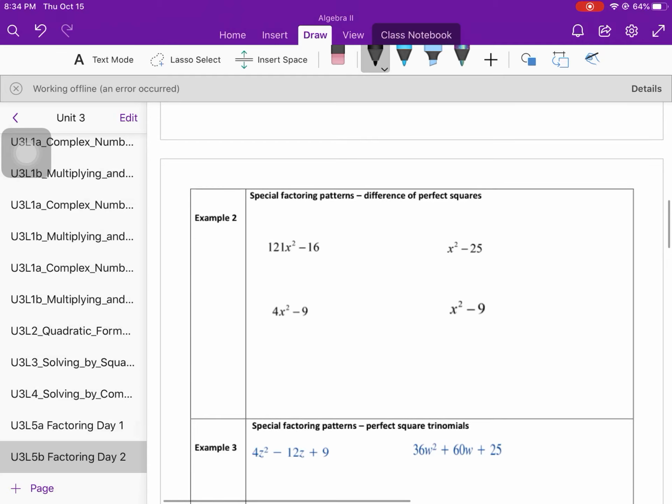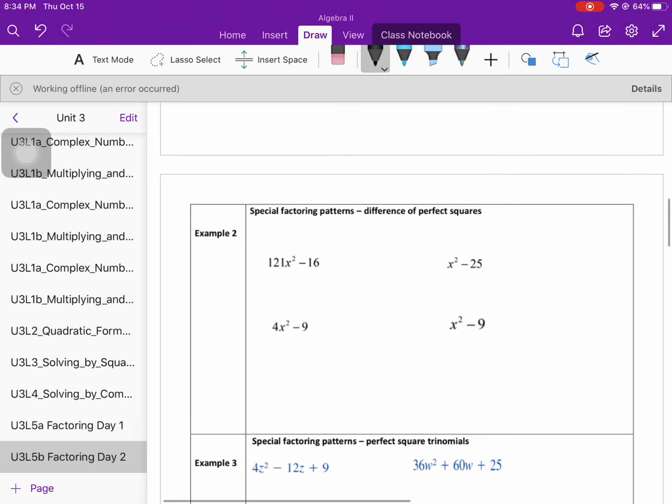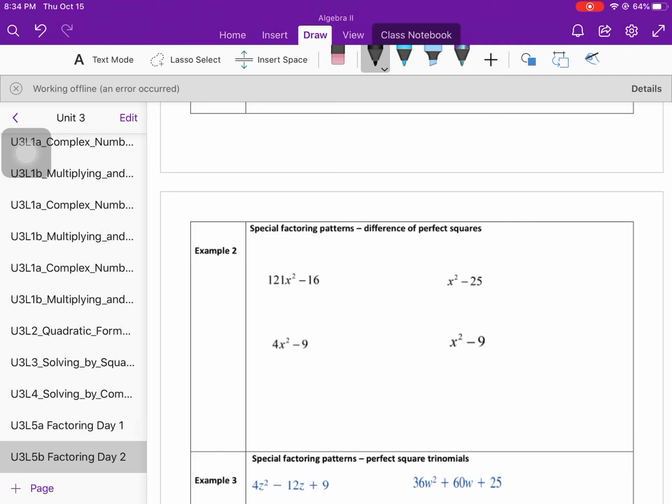Okay. So then we have some special factoring patterns, and these are called difference of perfect squares. We've seen these before. Whenever you have two squares subtracting from each other, and the first one has an x squared next to it, or the second one, it also works that way too. So we have to think about, what is the square root of 121? It's 11. So we get 121x squared from 11x times 11x. And then we get 16. That's a perfect square as well. That is 4 times 4.